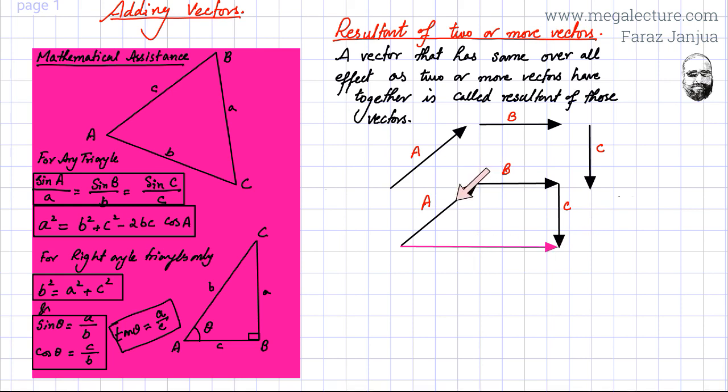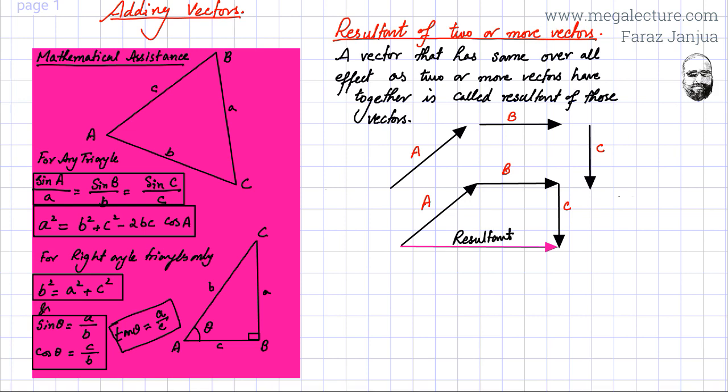So this is the job done by A, this is the job done by B, this is the job done by C. If it is a displacement vector, then vector A displaces the object from this point to this point. Vector B displaces the same object from here to here, and C takes that object from here and brings it over here. Can we do the same thing using only one vector? Yes, we can. As you can see on the diagram, this is the resultant.